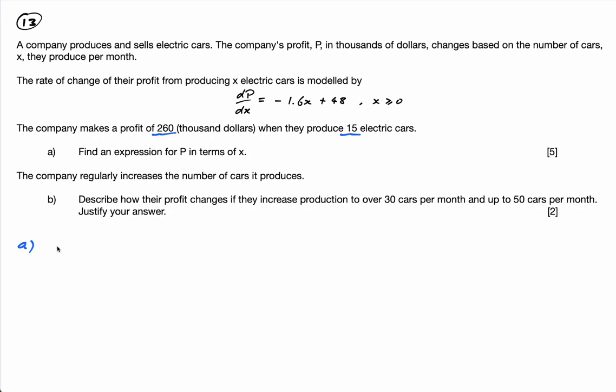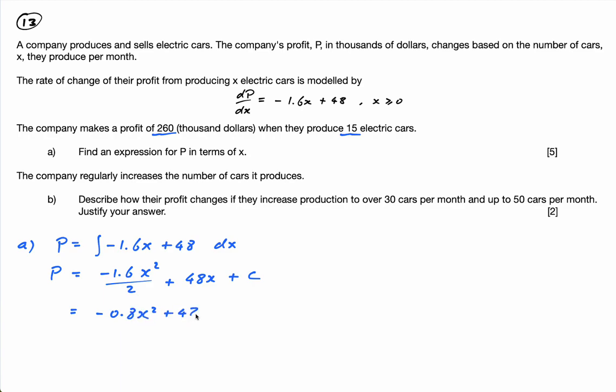So we're going to integrate. P is equal to the integral of minus 1.6x plus 48 dx. And this is equal to minus 1.6, add 1 to the power, x squared, divide by the power, 2, plus 48x, to add an x here, and then plus c. Okay, so this is P, but we have to find c. By the way guys, I can simplify this to negative 0.8x squared plus 48x plus c.